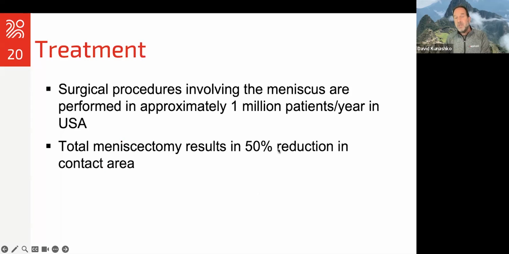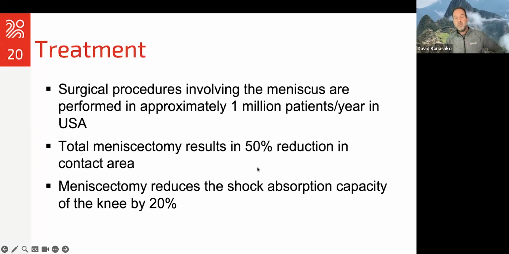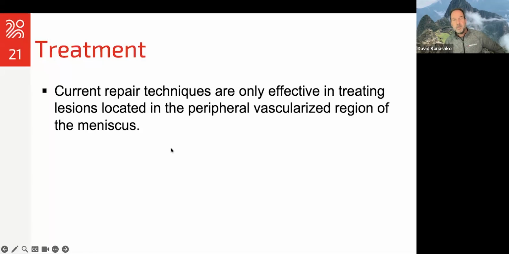Total meniscectomy results in about 50% reduction in the contact area. So you're losing a lot of shock absorption, and they say it can lose up to 20+% of shock absorption ability of the knee. So currently, surgical repair techniques are really only effective in treating the lesions in the peripheral vascularized region of the meniscus. In other words, they're not going to suture it up if it's in the white zone where there's limited ability of that cartilage to repair.